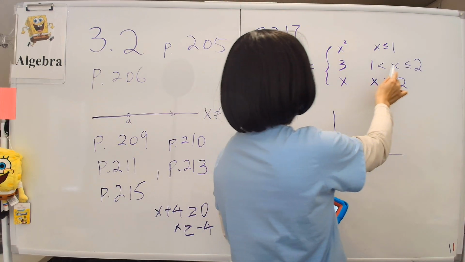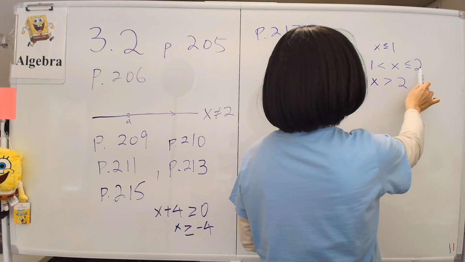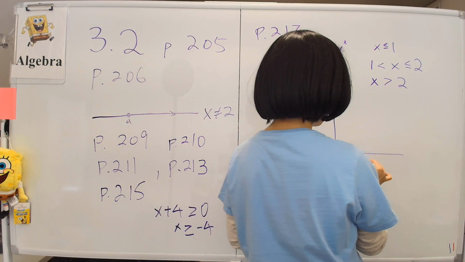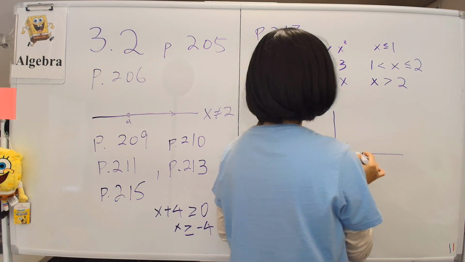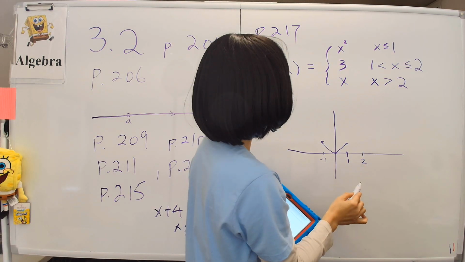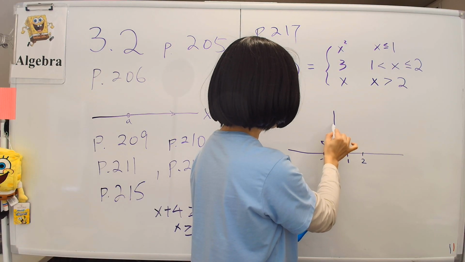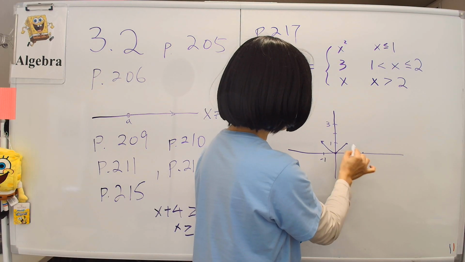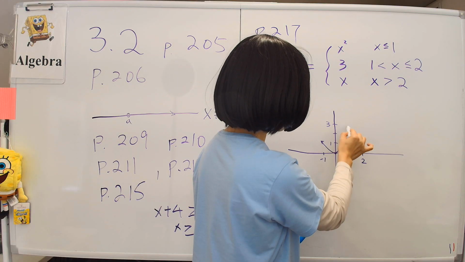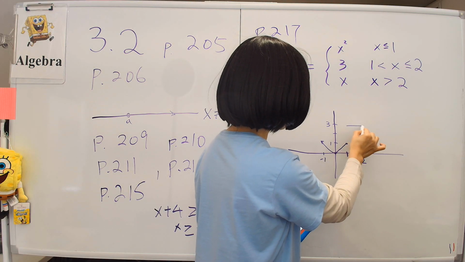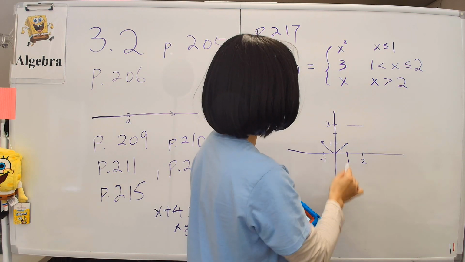And then from 1 to 2, here's 2. Can you see it? Okay. So from 1 to 2, the value is 3. So this is 1, and we'll go up to 3. The function from 1 to 2, its value is a set of 3. So we'll draw this. Now, in other words, the function is broken.